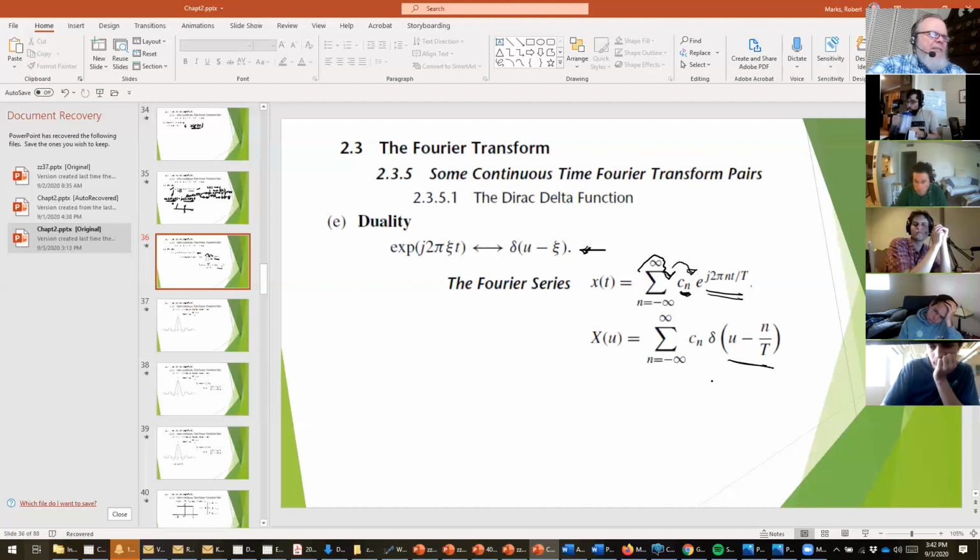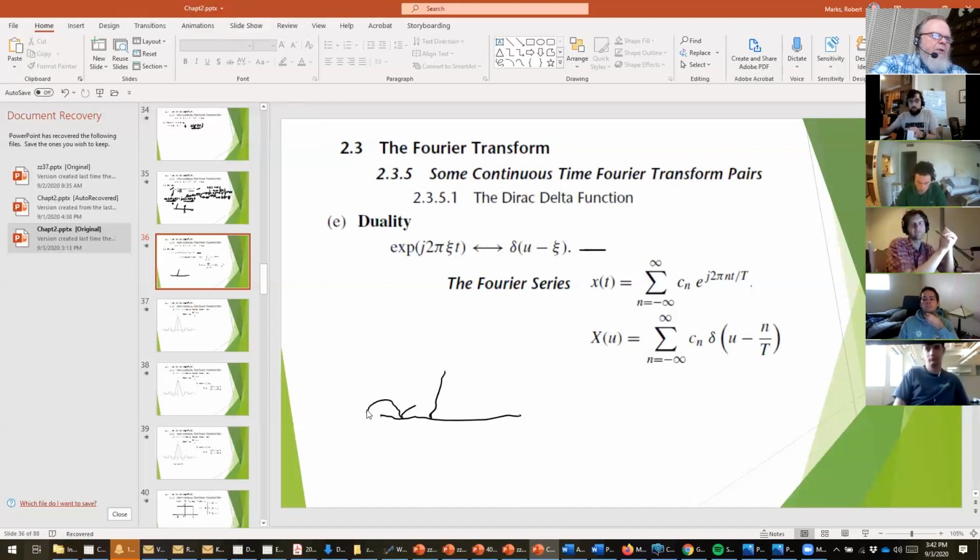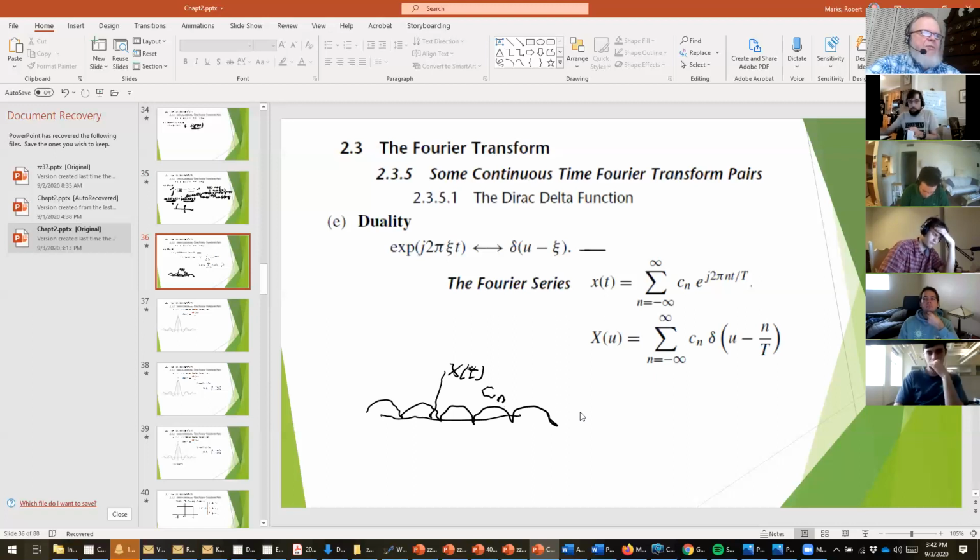Well, this is kind of cool because this tells us something that we probably already know. If we have a periodic function, this is x of t, a periodic function. And we know that this periodic function is totally determined by the C sub n's. It's totally determined by the Fourier series coefficients, at least in the sense of a Gibbs phenomena sort of result. So this is a function of t.